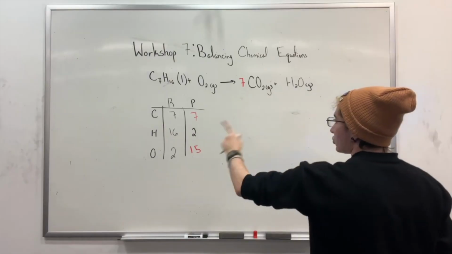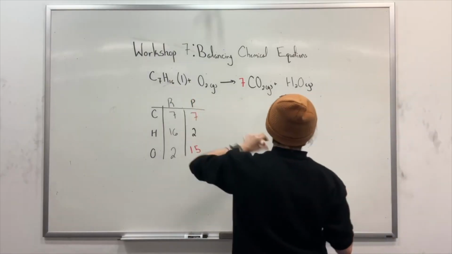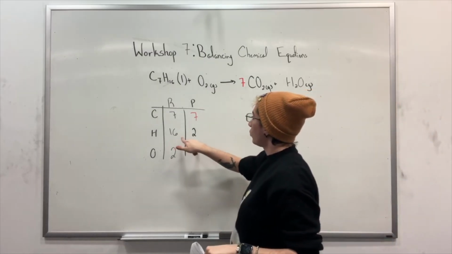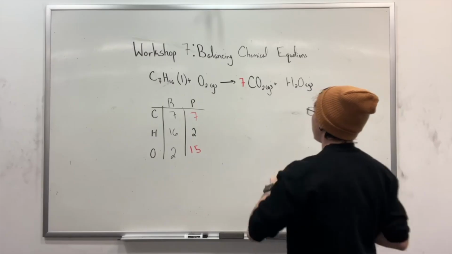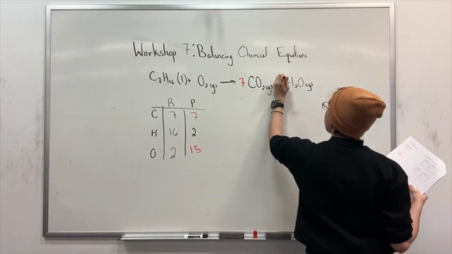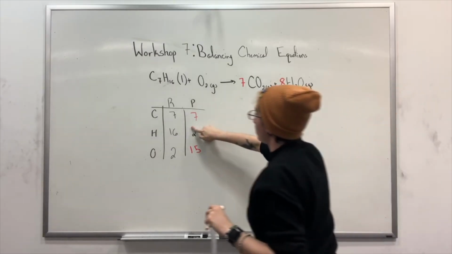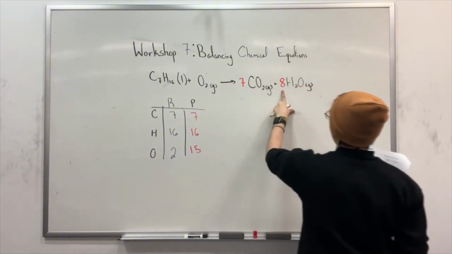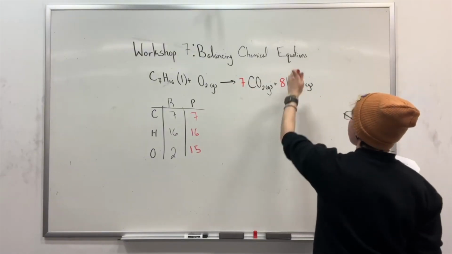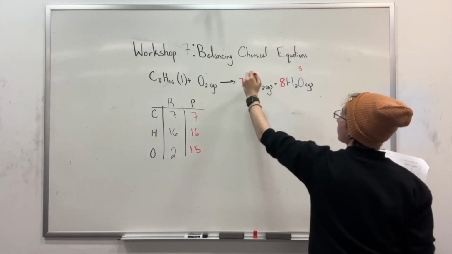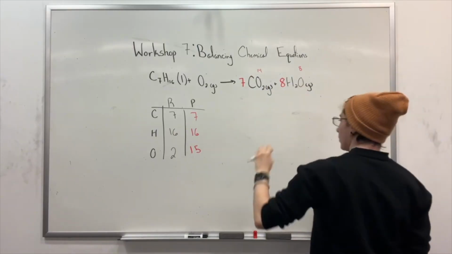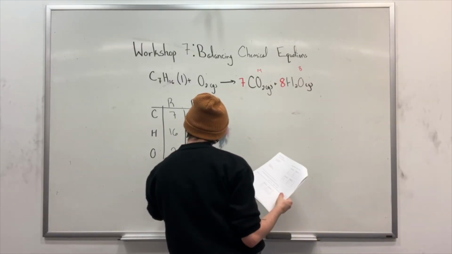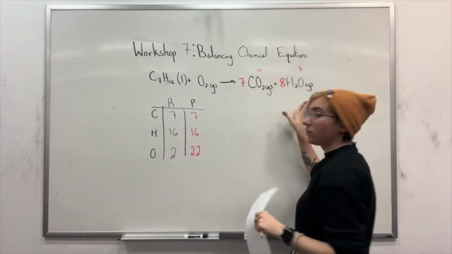We have 16 hydrogens on the reactant side, 2 on the product side. The least common multiple of both of these would be to get 2 up to 16. We can multiply water by 8. 8 times 2 gives us the 16 that we need. But again, now we're doing 8 times 1. We have 8 oxygens here. And we still have the 14 from our carbon dioxide. So 14 plus 8, we currently have 22 oxygen on the product side.